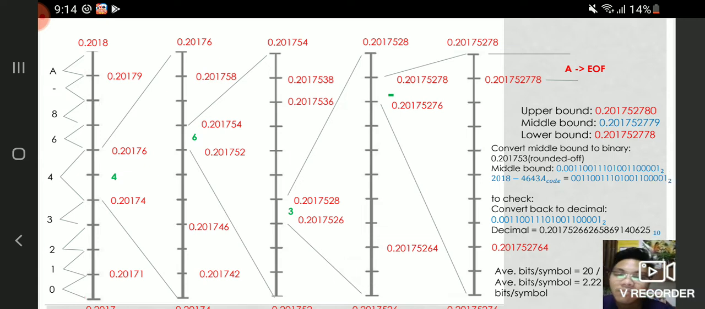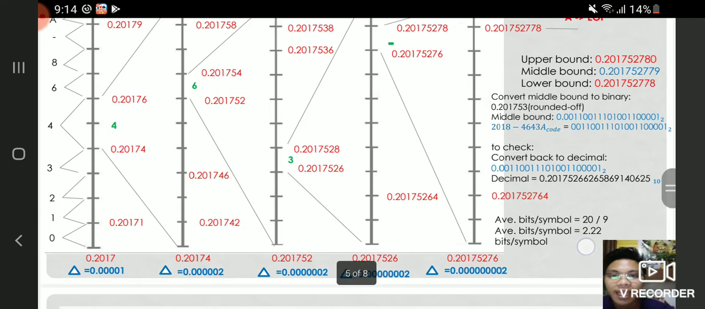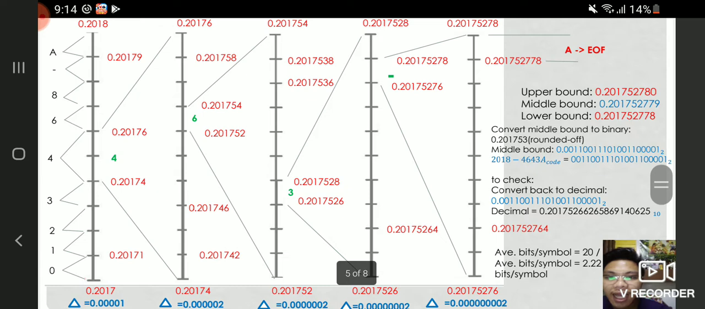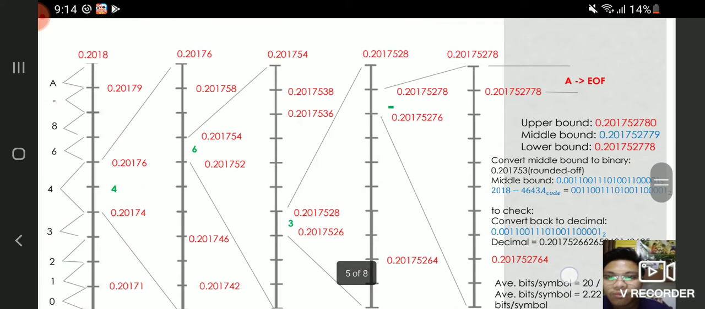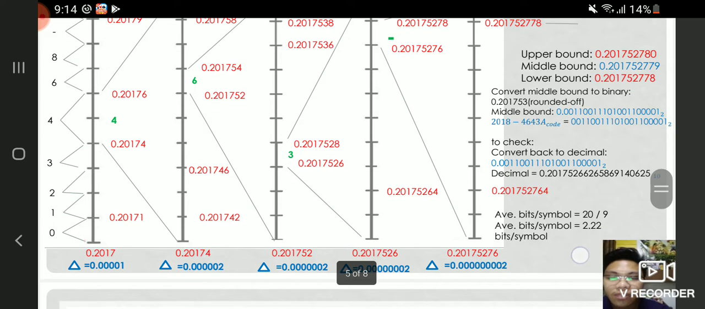To get the middle bound, we need to add the upper bound and the lower bound divided by 2, and that's the middle bound, which is 0.201752779. Convert the middle bound to binary, we'll get the binary data or the encoded word. The middle bound here will become 0.0011001101100100110001 base 2, and that is the encoded word.